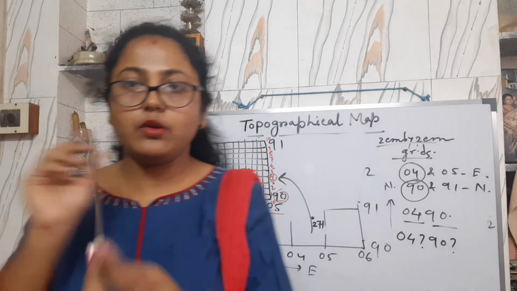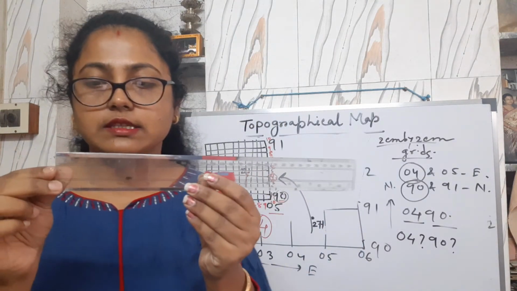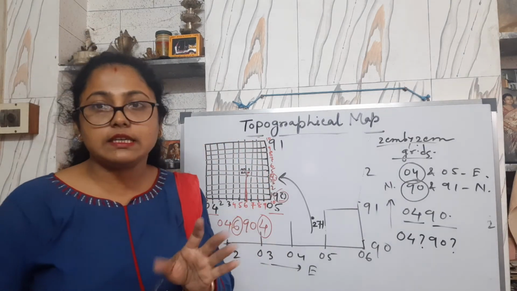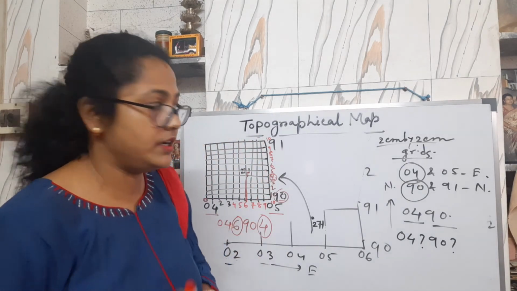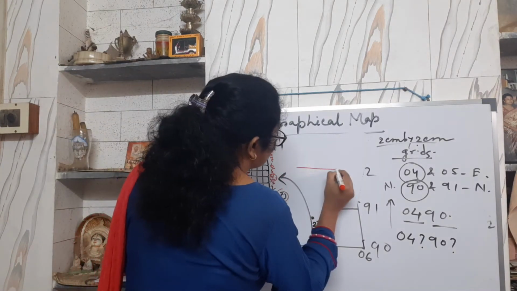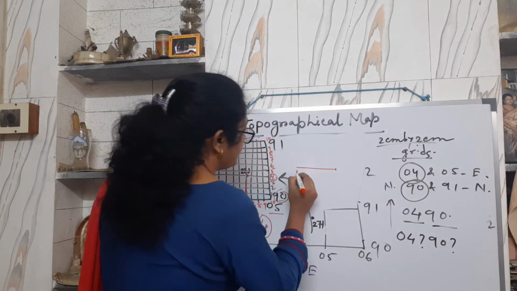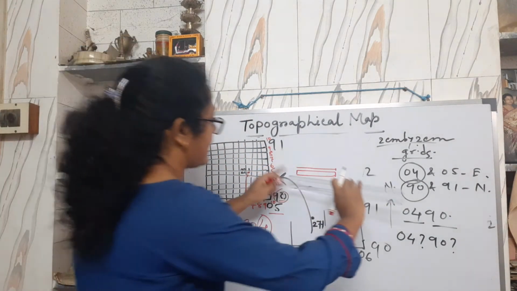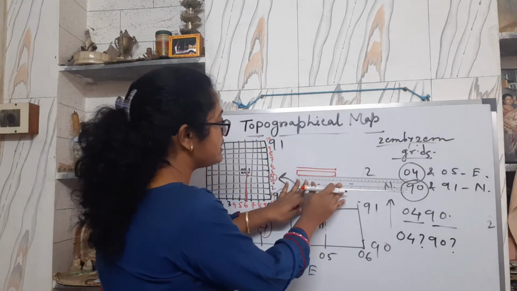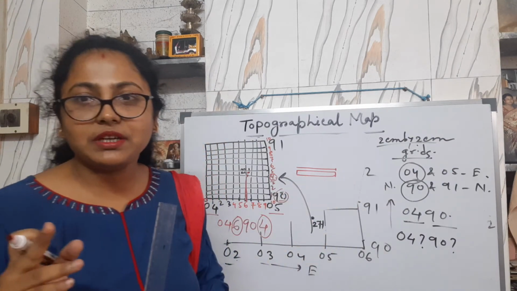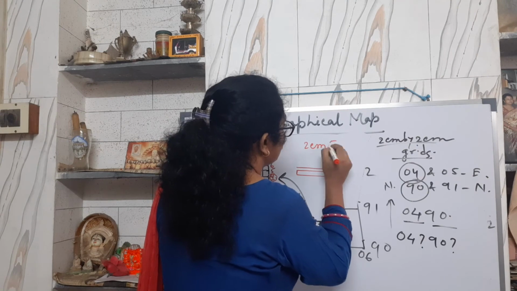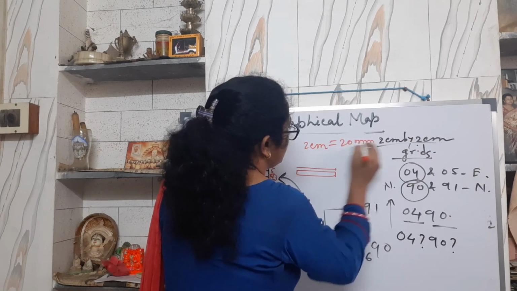One more process is there, that how to identify the exact location of the point, that you have to take the scale. Okay, scale. You know the length and the breadth of the grid is 2 centimeter. Now suppose this one is 2 centimeter. Now you have to place your scale here. Now 2 centimeter means what? 2 centimeter means 20 millimeter. 2 centimeter equals to 20 millimeter.